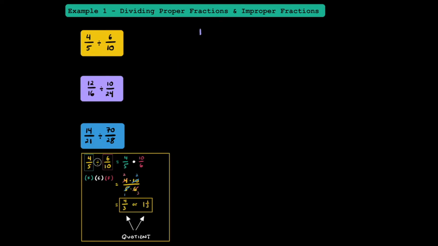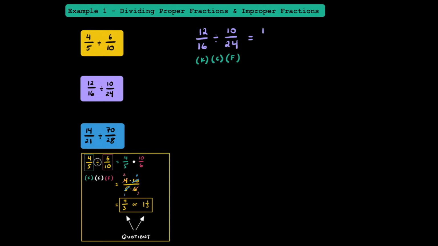Let's try another. Here we have 12/16 divided by 10/24. Remember the steps that we're going to follow. We're going to keep the first fraction, we're going to change the division to a multiplication, and we're going to flip the second fraction upside down, or find the reciprocal.